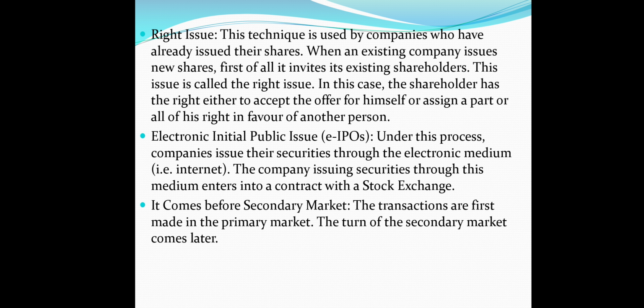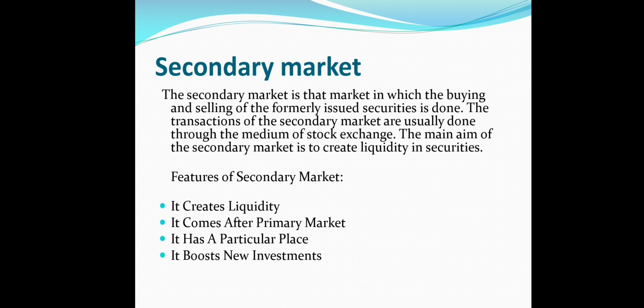So the fourth feature of primary market is that it comes before secondary market. The transactions are made first in primary market. The turn of secondary market comes later. If we talk about the benefits of primary market, the first has to be that the manipulation of price is smaller, so the investment in primary market is safer.